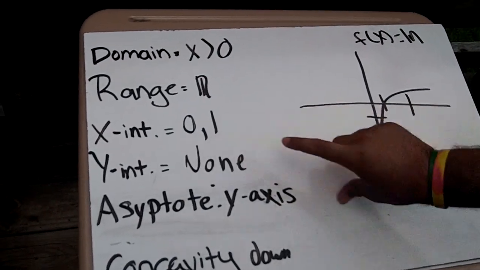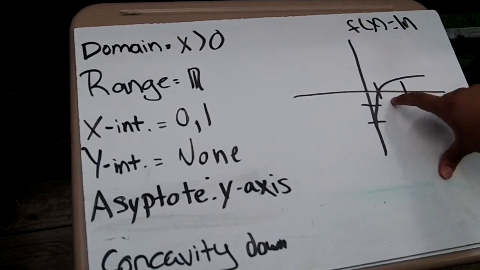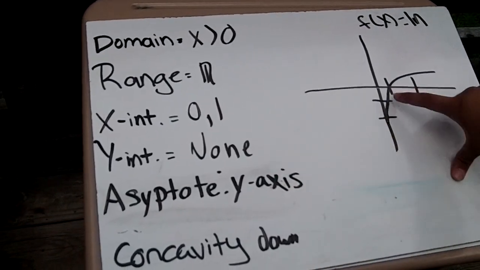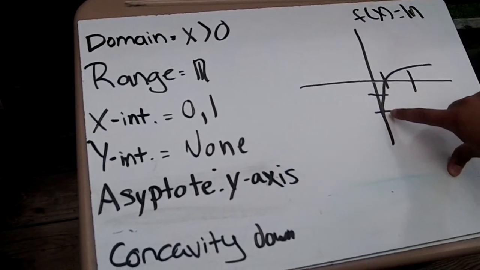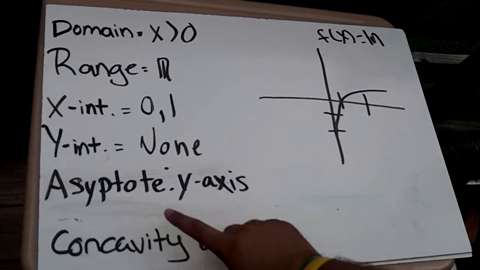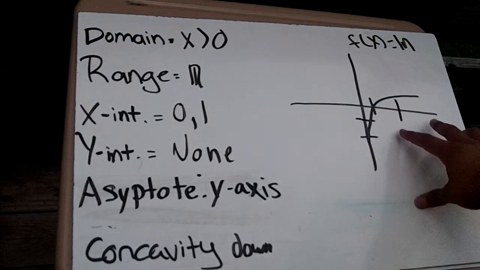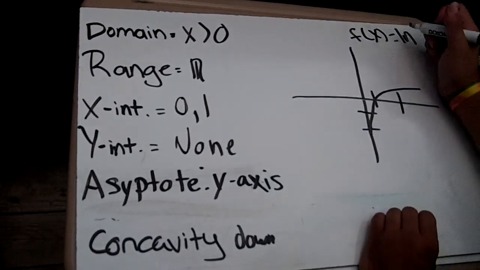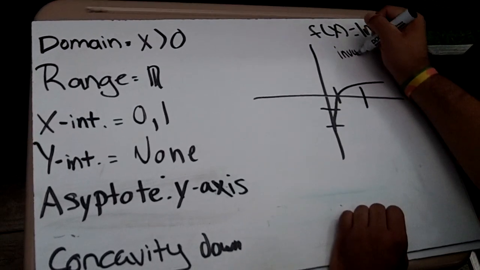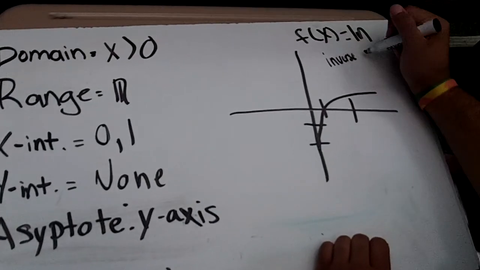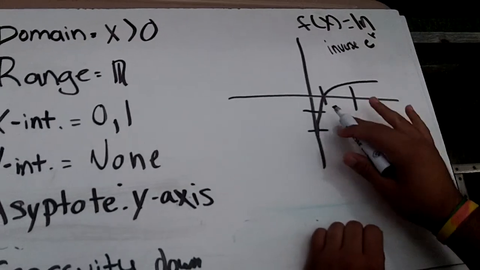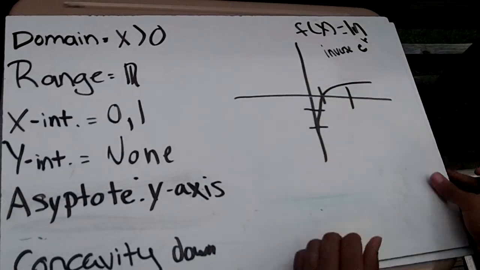The x-intercept is (1, 0), where it crosses the x-axis. There's no y-intercept because it gets so small on the y-axis that you can't see it anymore. The asymptote is the y-axis because that's what it gets close to, and the concavity is down. Oh, and also the inverse of log is e to the x. It looks exactly the same like that, but it's flipped over.